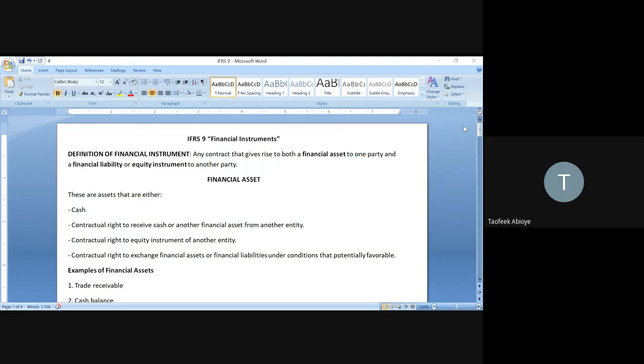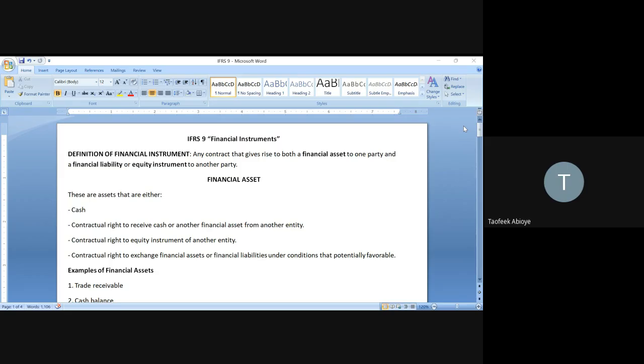Good evening, everybody. Our topic for tonight is financial instruments. There are three standards that deal with financial instruments. Number one is IAS 32, which deals with presentation of financial instruments. It deals with definitions and classification of financial instruments.